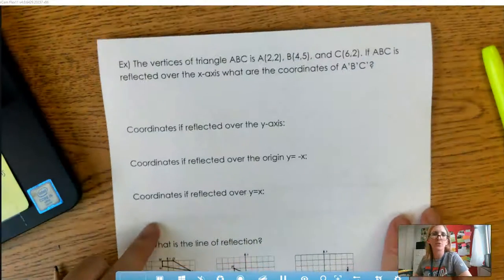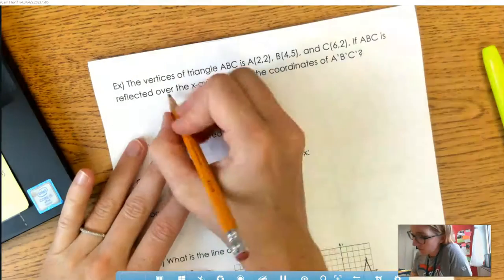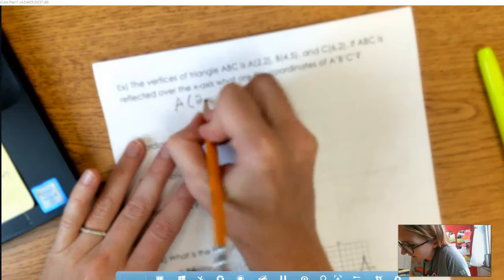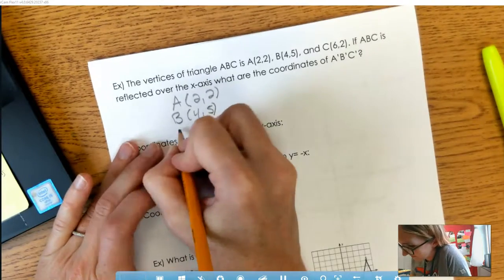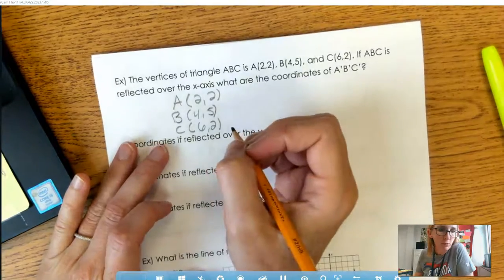So the vertices of triangle ABC is point A, point B, and point C. If ABC is reflected over the x-axis, what are the coordinates of A prime, B prime, C prime? So let's go ahead and write the pre-image points out like this. Okay, and now I'm also going to write my rule.